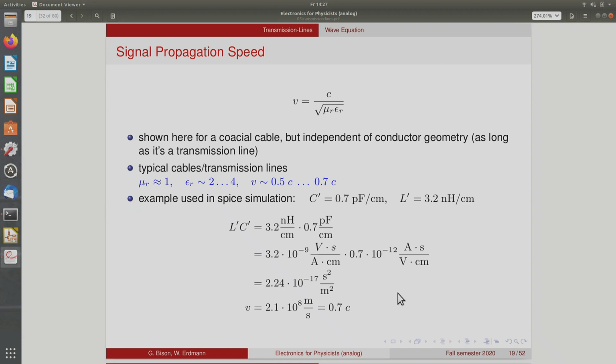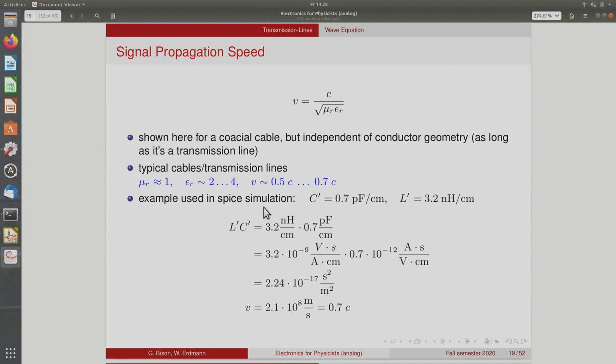So, like I said, we've shown this here for a coaxial cable, but it comes out like this for every type of transmission line. Every combination of parallel conductors gives you this result. And for typical transmission lines that you will find, this mu is 1. There are no dielectrics with a significant permeability. And this relative dielectric constant is typically in the range between 2 and 4 in practical cases. So this means that your propagation velocity in transmission lines is typically between 0.5 and 0.7 c.